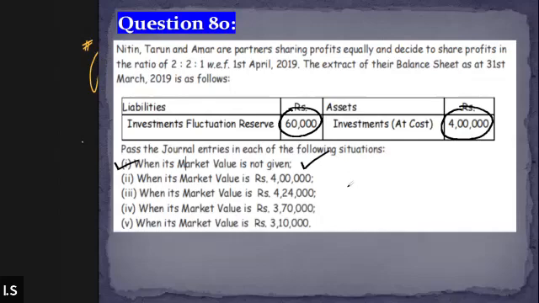Okay. Case number 3 is where the market value of the investment, instead of decreasing, increases to 4,24,000. So that means there is a profit of rupees 24,000. This time we need to pass 2 general entries. First of all, the first general entry will be: the investment account will be debited to revaluation account, 24,000.